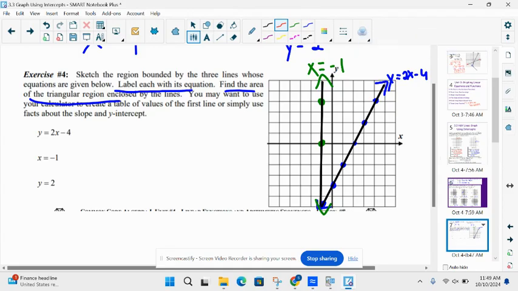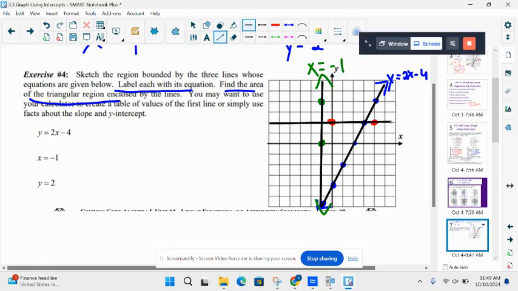And then for y equals 2, you would put a point at y equals 2 on the y-axis. And then put another point anywhere to the right or left of it. It doesn't matter where. Just pick a point. And then draw, oh, you're using your straight edge to draw the lines. I hope I made that clear.